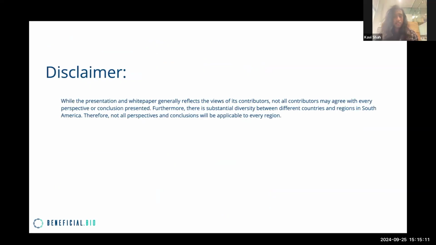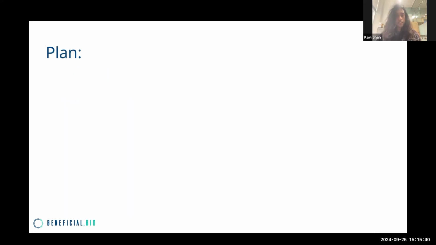Just a quick disclaimer before I dive into it. While the presentation generally reflects the views of the contributors, that doesn't mean everything will be agreed on by all the members. There is a lot of diversity between different countries and regions in South America, and therefore not everything is applicable to every region. So that is one caveat with this kind of white paper.